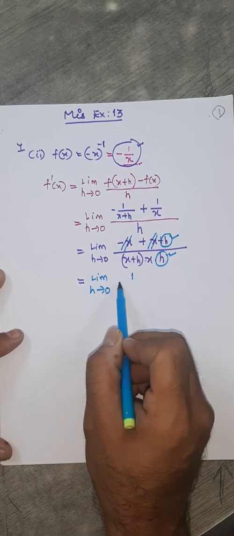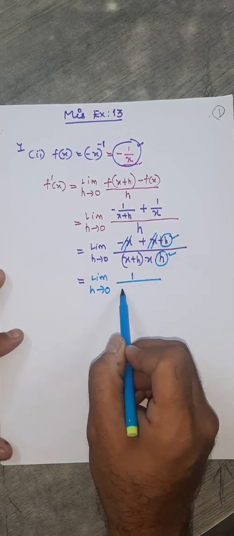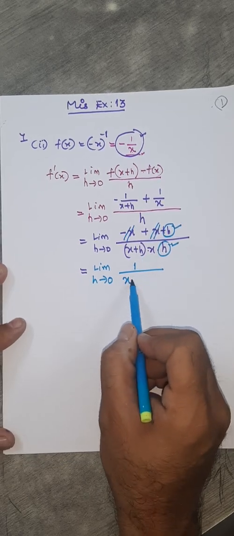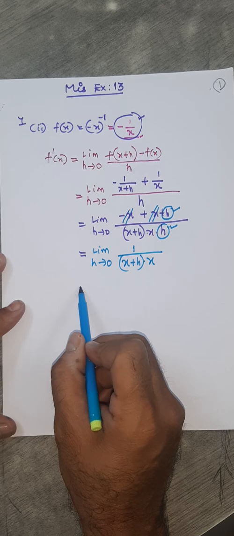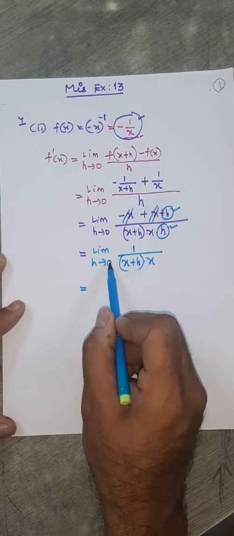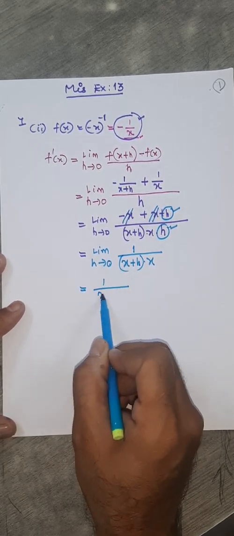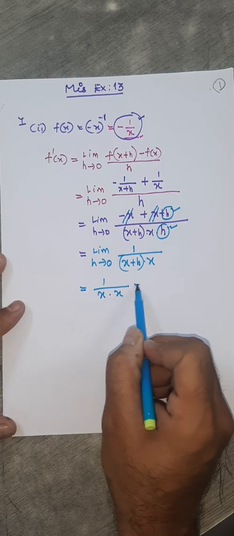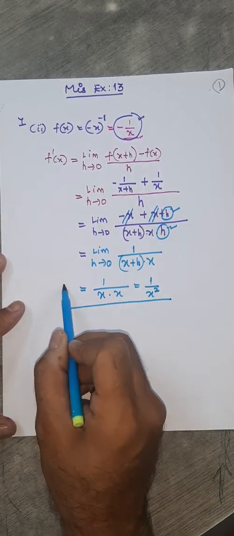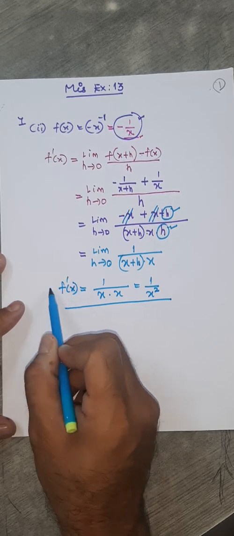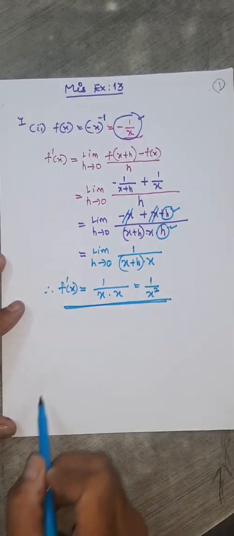Limit h tends to 0. In the numerator you are left with 1, and x plus h into x. Now we apply the limit. Apply the limit means instead of h you put 0. So this is x and this is x. So you have 1 by x squared, which is the derivative of the given function by first principle.